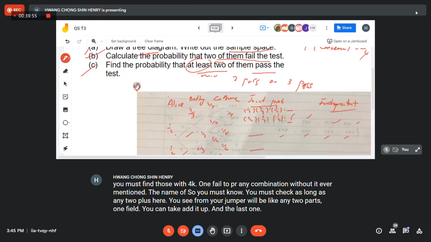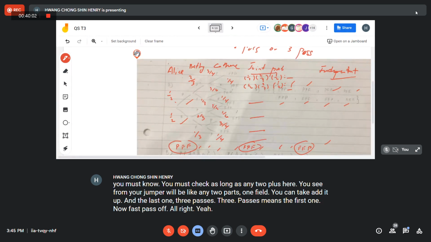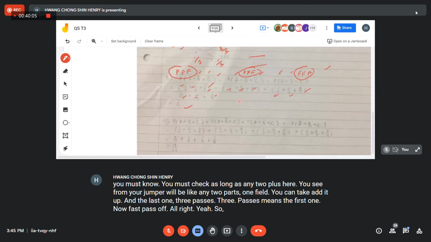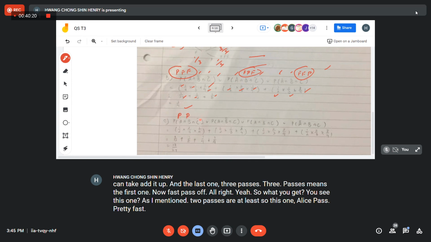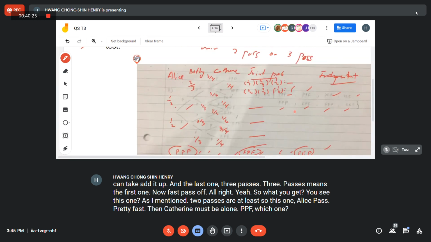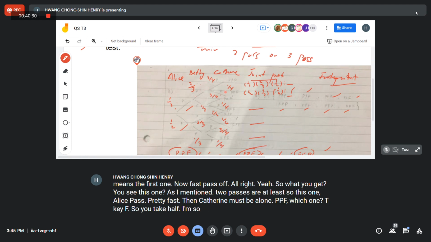And the last one, three passes. Three passes means the first one now. Pass, pass, pass. Am I right? So what do you get? You see this one? As I mentioned, two passes at least. So this one, Alice pass, Betty pass, then Catherine must fail. PPF, which one? PPF. So you take half times 2/3 times 3/4.